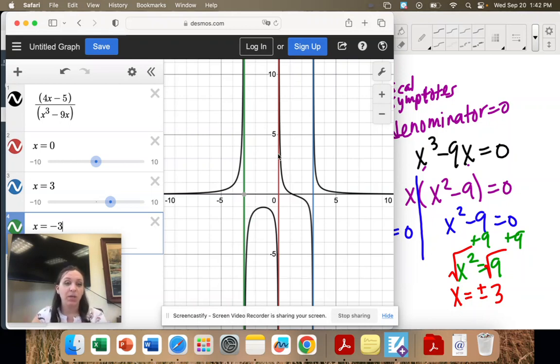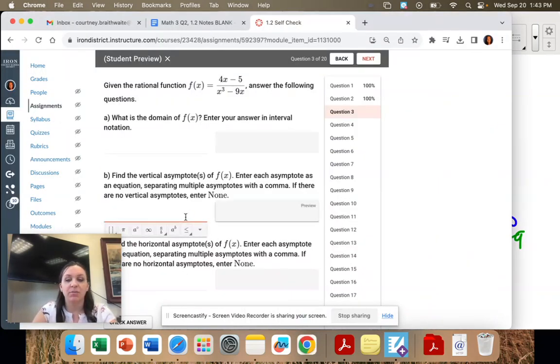So look how many pieces of the graph we have. That's going to tell us our domain. 1, 2, 3, 4. We're going to have 3 unions in our domain because there's 4 chunks of graph. So first, I'm going to type in my asymptotes. I have x equals 0, x equals negative 3, and x equals positive 3.